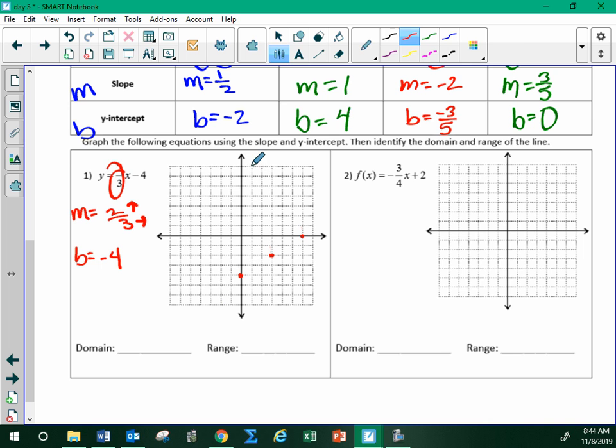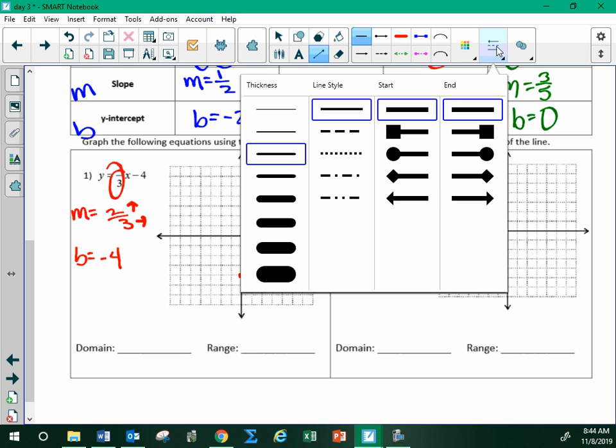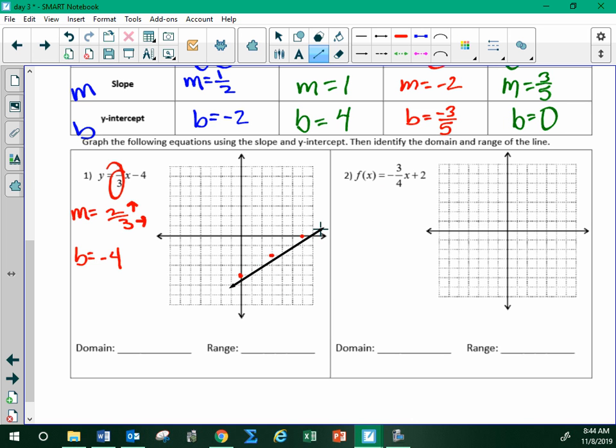And then we can go ahead and connect our dots. So I'm going to draw a line. I'm going to, again, do it from up here since my computer is struggling. Make sure you do put arrows on the ends. And that's our line.